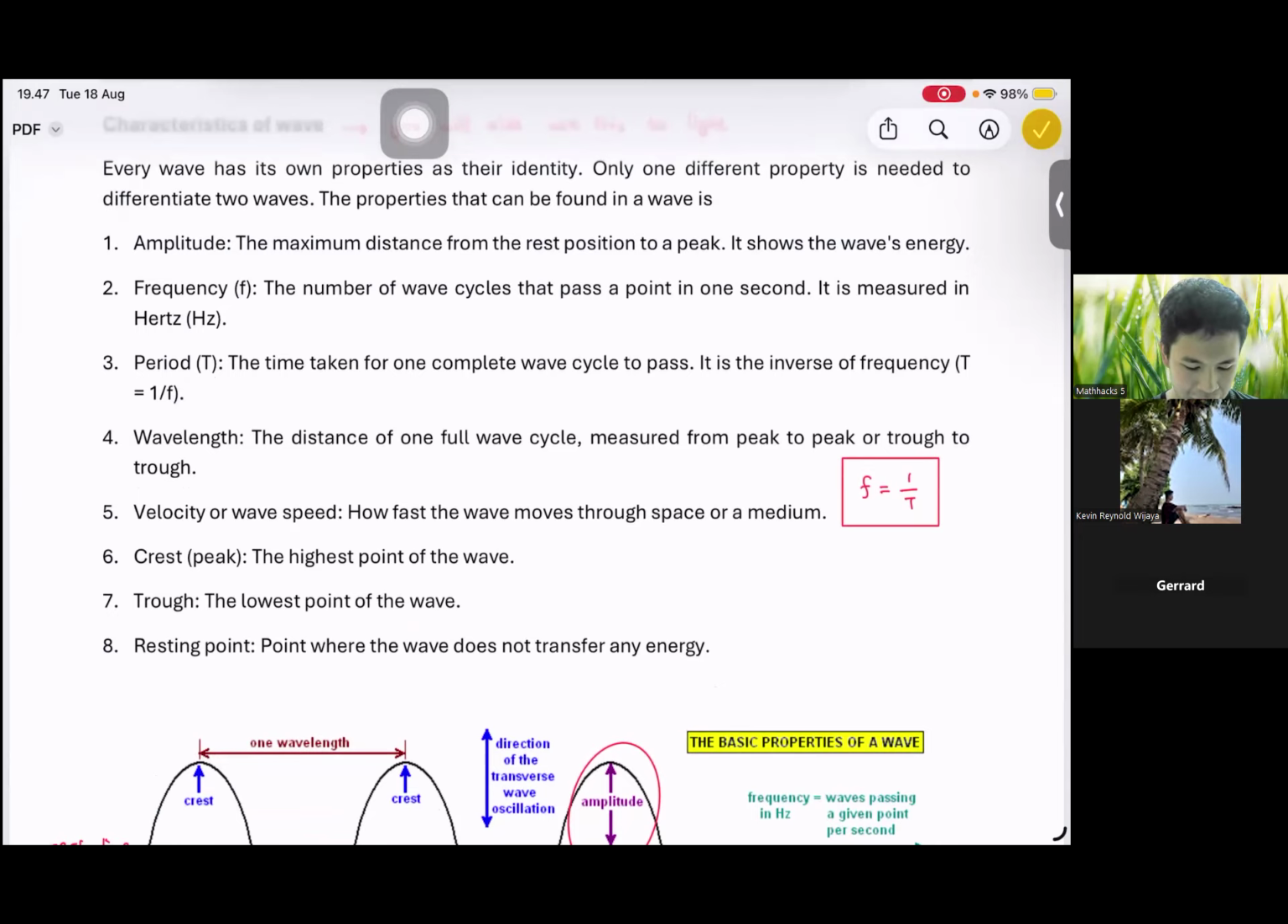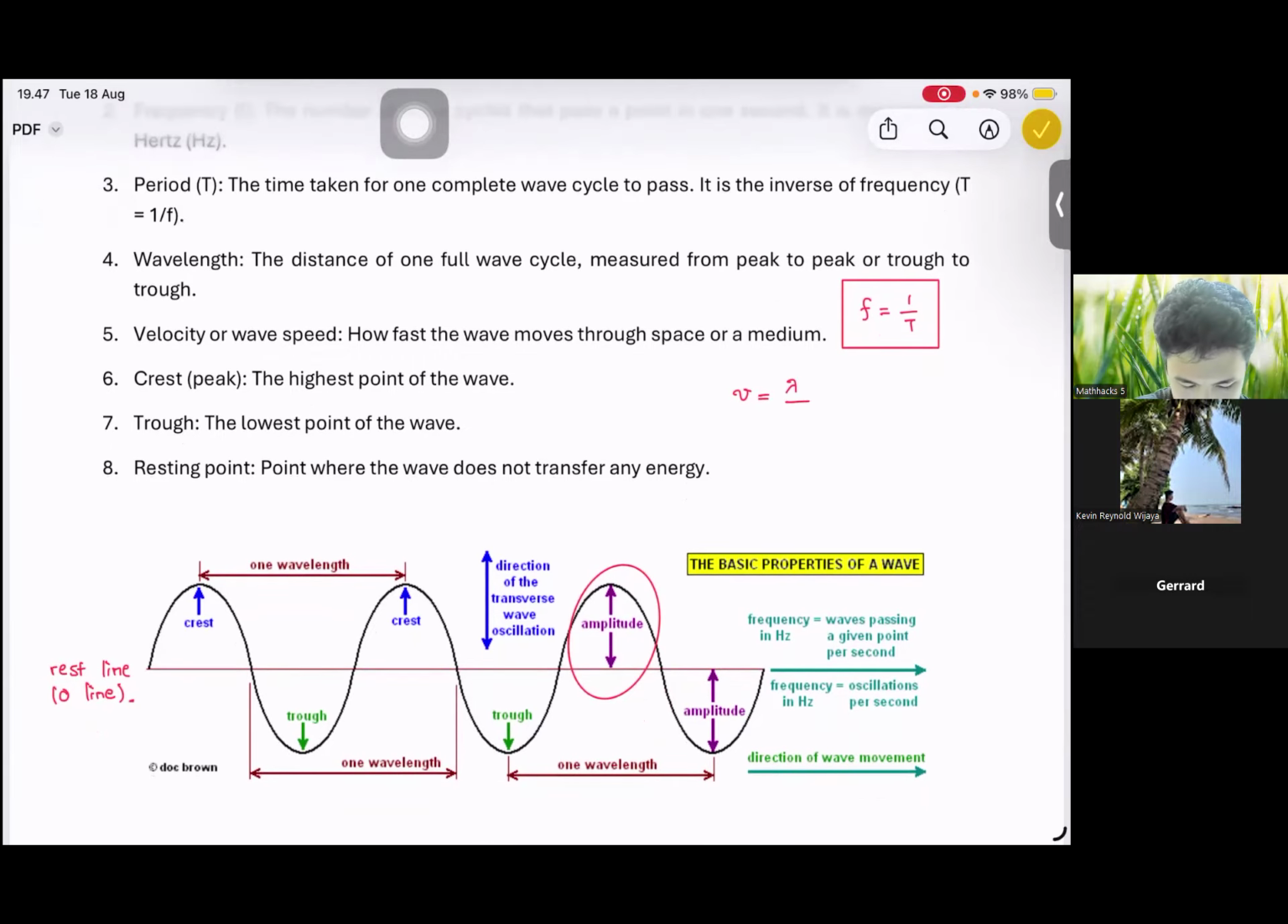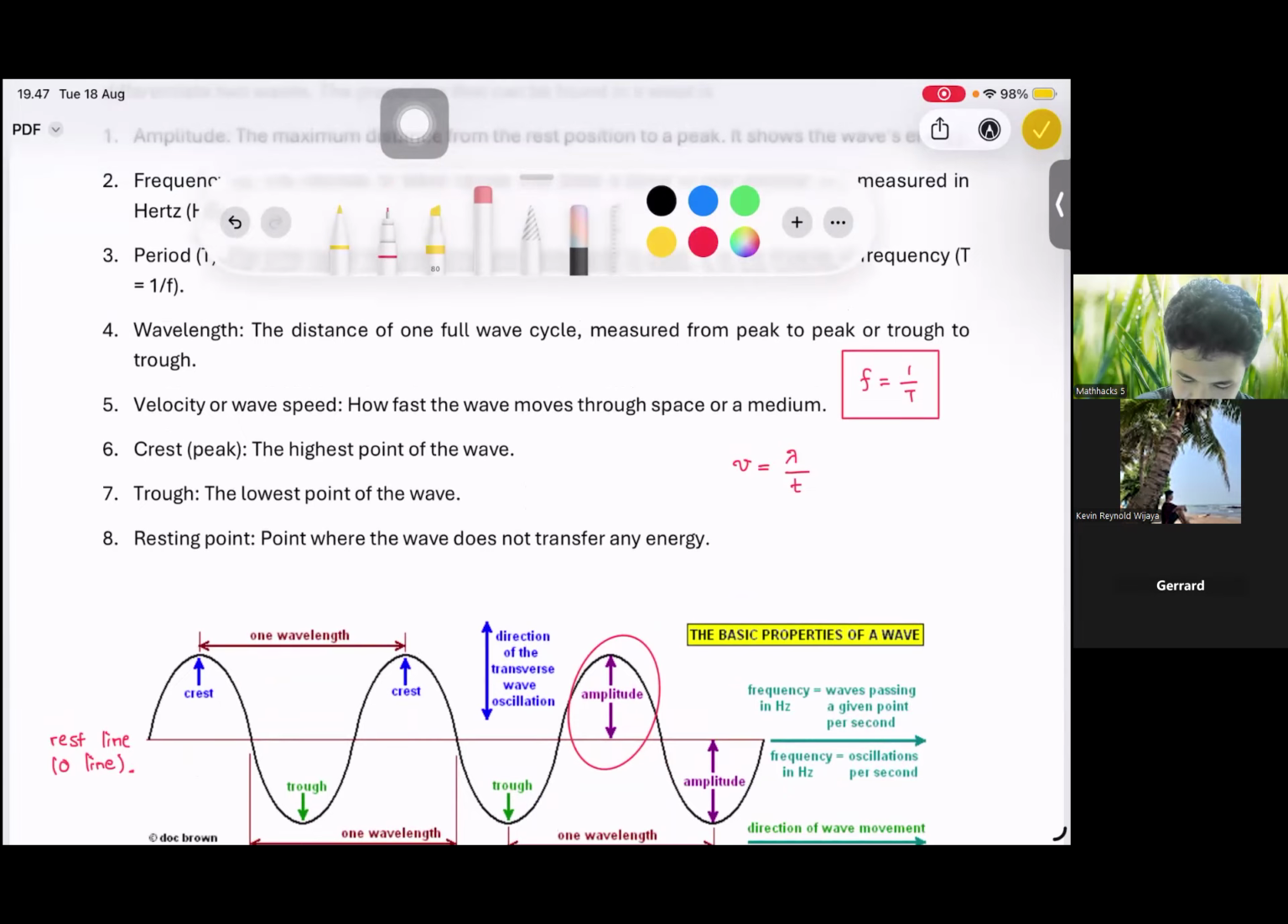And then we also have wavelength and velocity. Basically, wavelength and velocity are correlated using this equation. V equals lambda divided by time, or you can say lambda divided by period, or you can say lambda times frequency. Why can we use the frequency? Because you have already said here that frequency is 1 over the period.